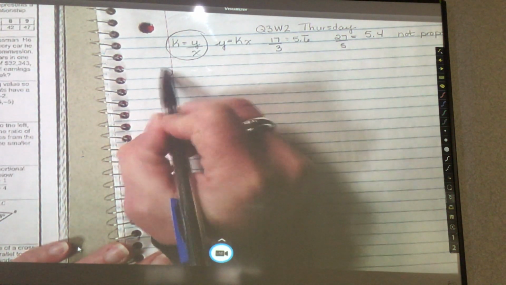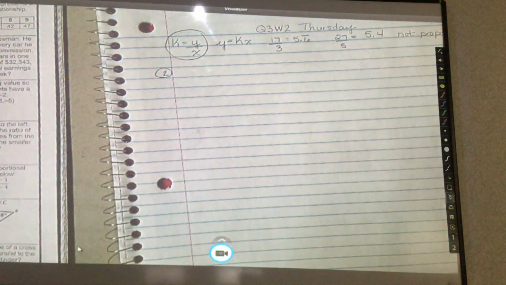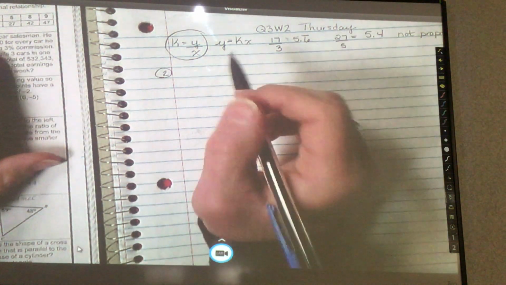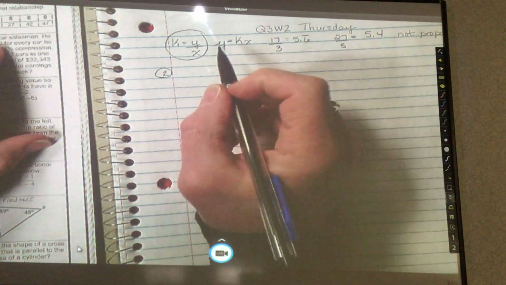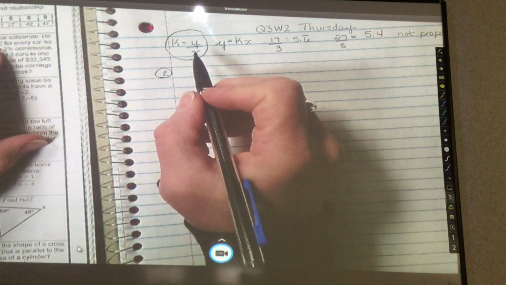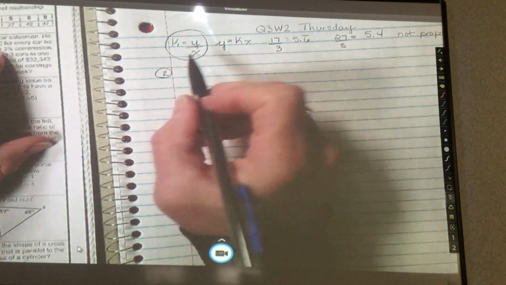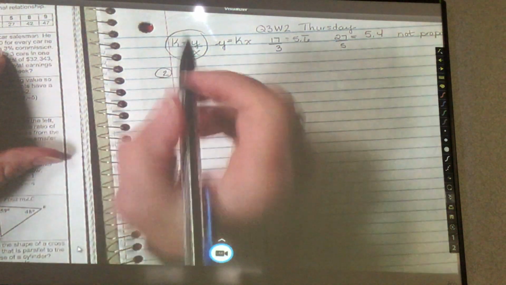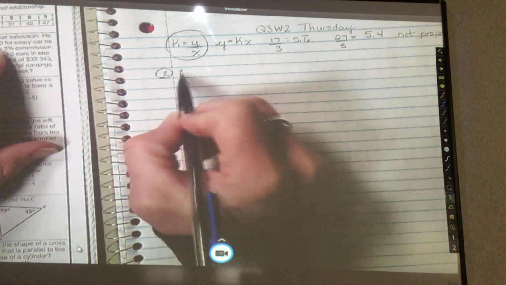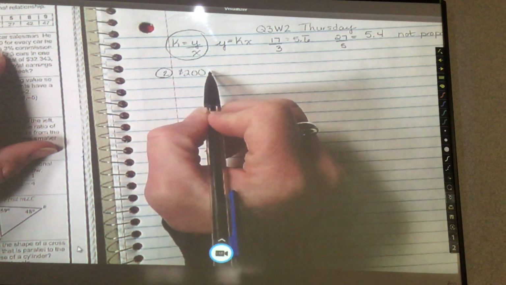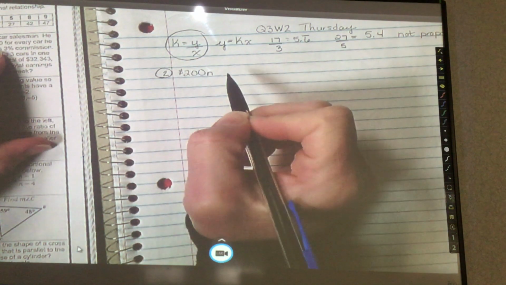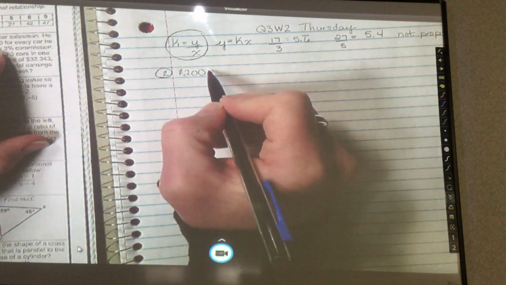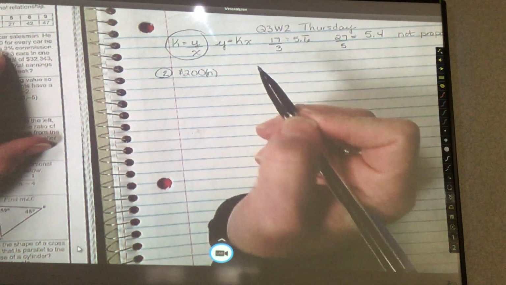Number 2 took a little bit of thinking here. Or kind of a lot sometimes, I guess. I had to think about it a few times. Mike is a car salesman. He earns $200 for every car he sells. All right, so I'm going to stop right there. I'm going to say that it's $200 times my N. N is the number of cars. Okay? So I get $200 times the number of cars.